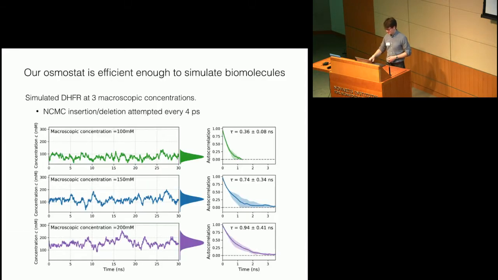So when applied to a protein, DHFR, you can see that the salt concentration fluctuates over time, and these are different macroscopic salt concentrations, and that the autocorrelation time is on the order of, say, a nanosecond. So if you want roughly tens of independent samples, you need to run for tens of nanoseconds.